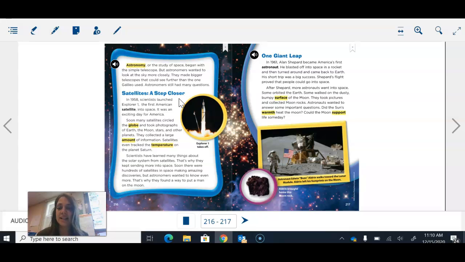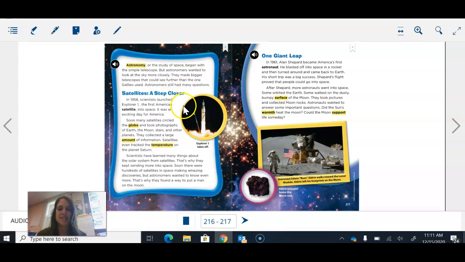Soon, many satellites circled the globe and took photographs of Earth, the moon, stars, and other planets. They collected a large amount of information. Satellites even tracked the temperature on the planet Saturn. Wow. Scientists have learned many things about the solar system from satellites. That's why they kept sending more into space. Soon there were hundreds of satellites in space making amazing discoveries, but astronomers wanted to know even more. That's why they found a way to put a man on the moon.